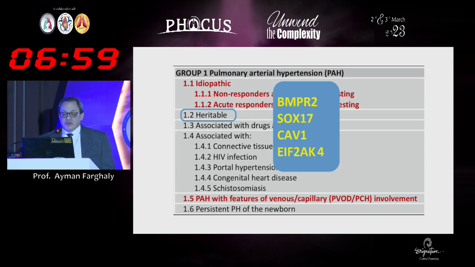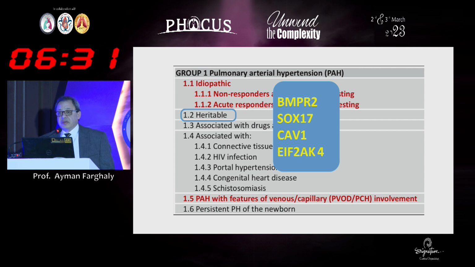The heritable group, and actually there have been many genes that have been visited. The most famous is BMPR2. We have the SOX17, the CAV1, and the F2, and all of them are related to a certain category of the disease. For example, BMPR2 is related to the idiopathic group, SOX17 is now correlated with congenital heart disease, and F2 with pulmonary veno-occlusive disease.